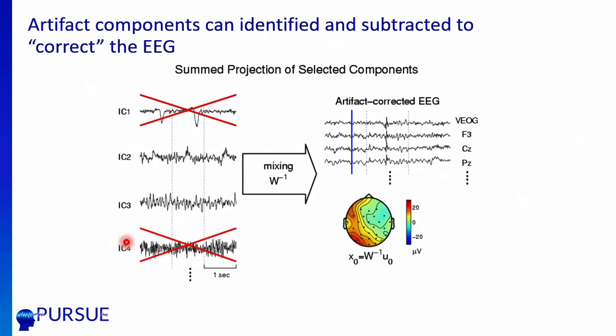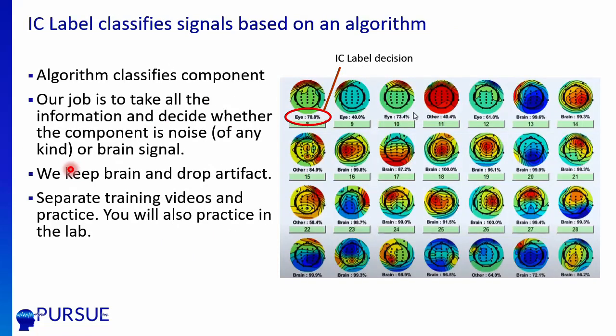So that's what we're going to do. The idea is you might identify independent components 1 and 4 as artifact, and so we're going to take them out of the data. What you would get, your corrected EEG, would just be the mix of independent components 2 and 3 in this simple example. It's more complicated than that in practice, but that's the idea.